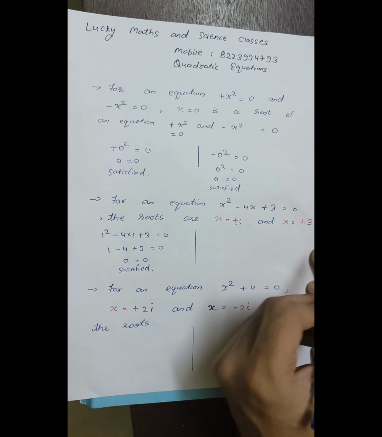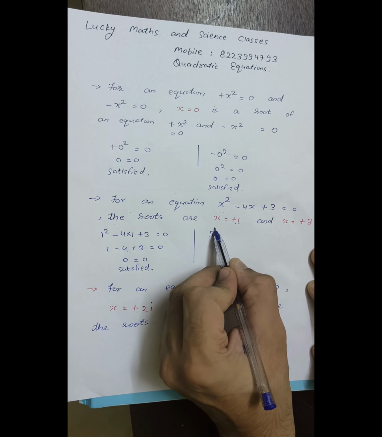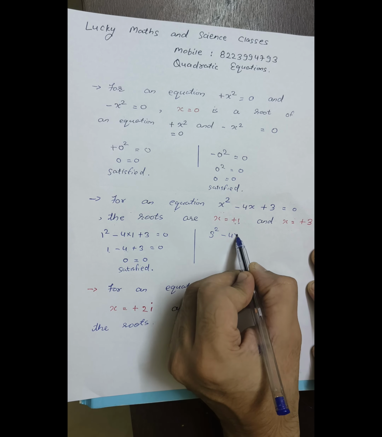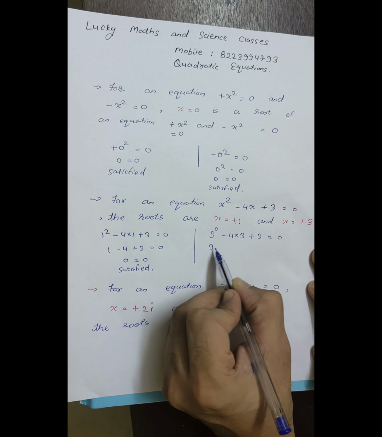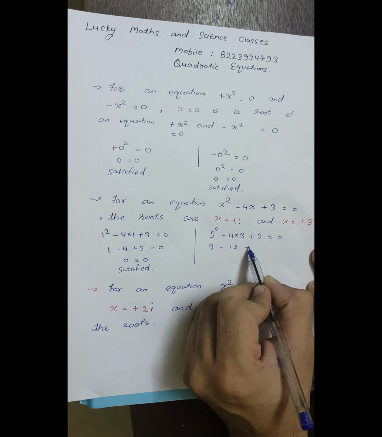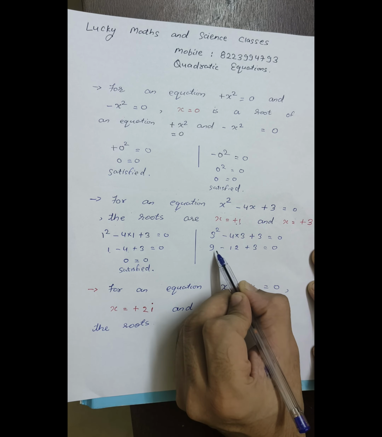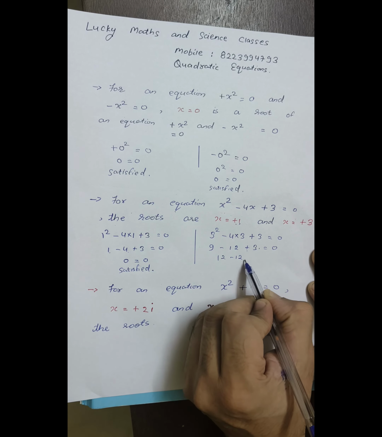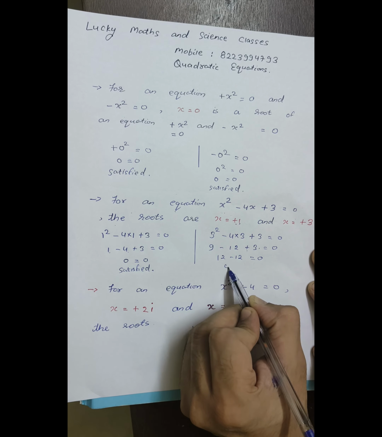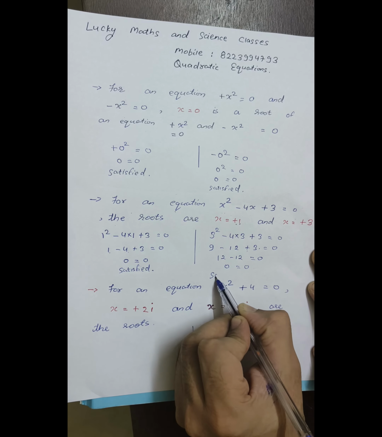Substituting value of 3. Let's check. 3 square minus 4 multiply 3 plus 3 is equal to 0. 9 minus 12 plus 3 equal to 0. 9 plus 3 is 12. Again minus 12 is equal to 0. 0 is equal to 0. Satisfied.